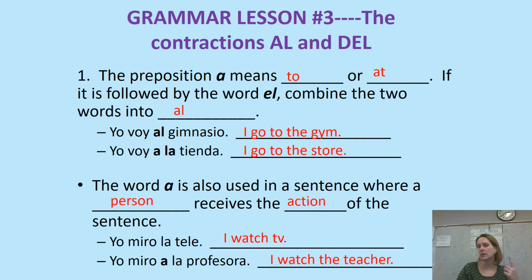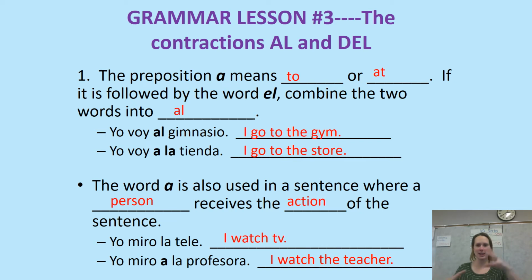And you can even think of it that way, as to look at something. Yo escucho a mi madre. I listen to my mom. Okay? So there's definitely a situation, if there's a person that receives the action, there's an extra a in the sentence. And as far as the reason why, I can't really tell you other than that it's a way to be a little more formal.